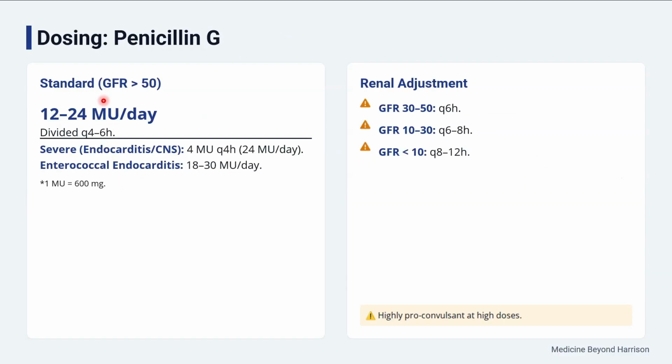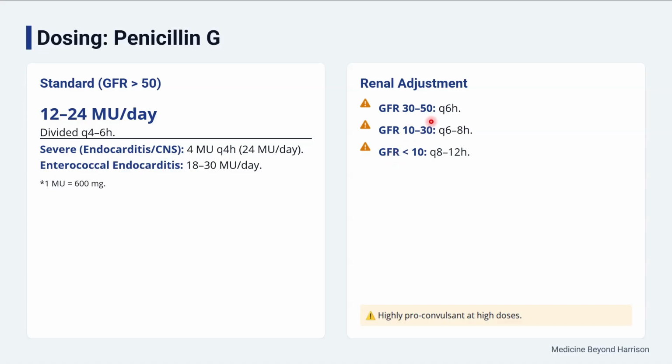Now dosing. Penicillin dosing is in million units. When the GFR is more than 50, it is given as 24 million international units per day divided Q4 to 6 hourly. For severe endocarditis or CNS infection, 4 million units Q4 hourly is given. For enterococcal endocarditis, 18 to 30 million units per day. One million unit is 600 milligrams.